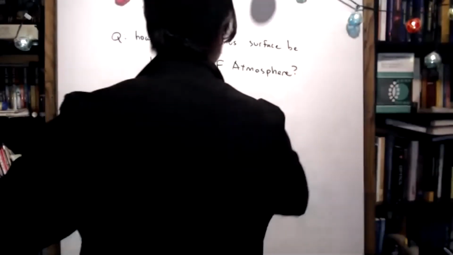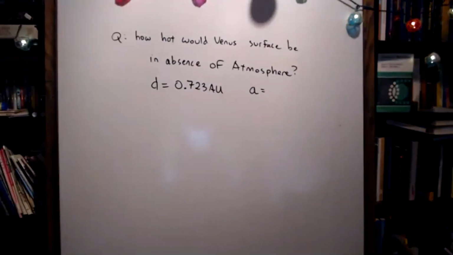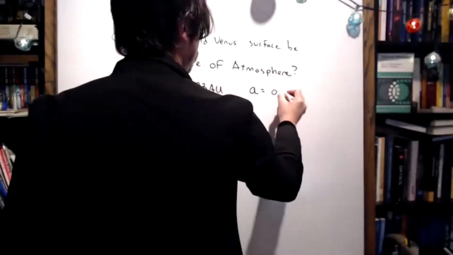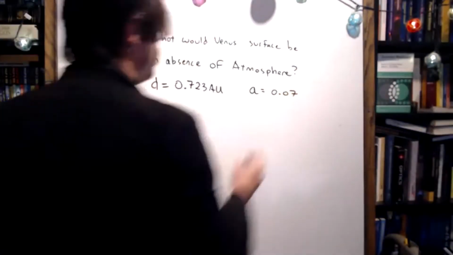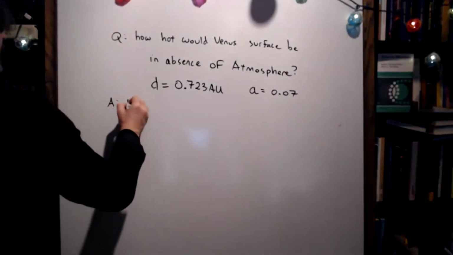So what would you give me for a number then, Noah? 7%. 7%, yeah. So that's 0.07. Okay, and we're going to use the no greenhouse temperature, right?